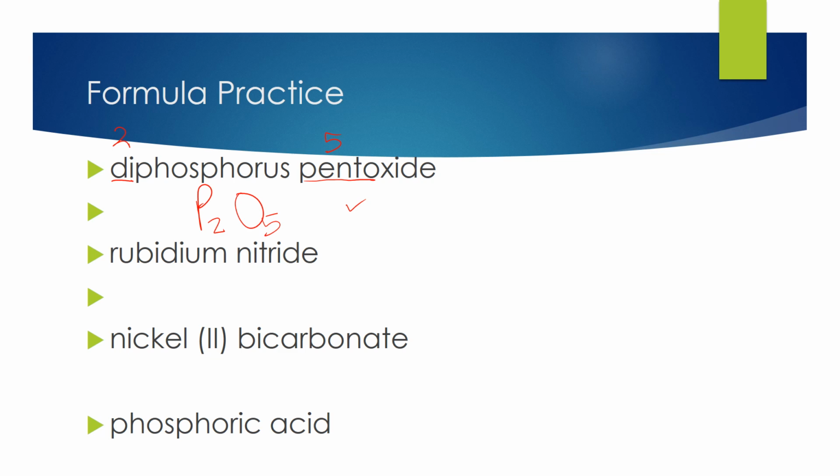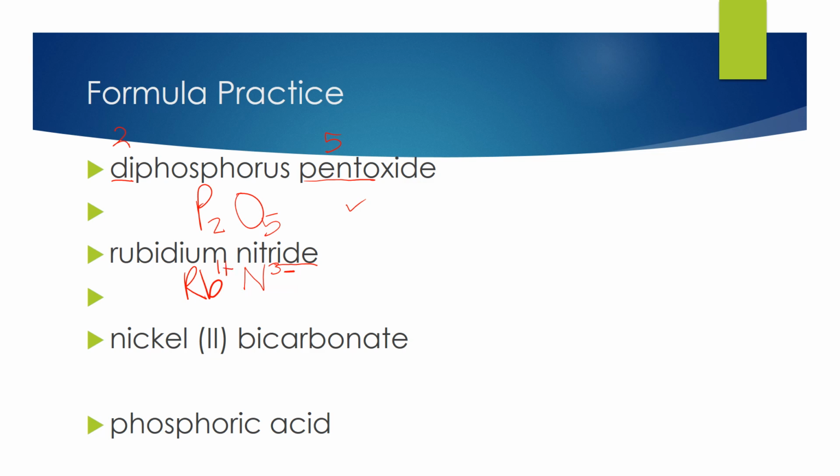Rubidium nitride. All right, my ide tells me this came from the periodic table, and that's nitrogen. Nitrogen's charge is 3 minus when it forms an ion. Rubidium on the periodic table is in group 1, and it forms a 1+ charge.